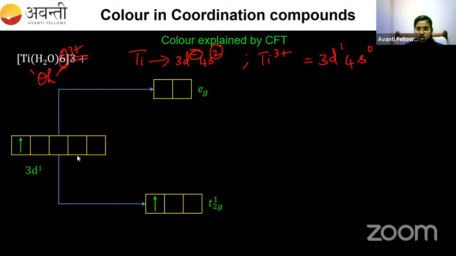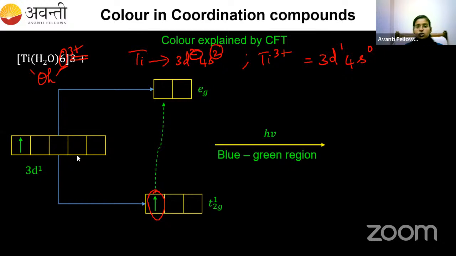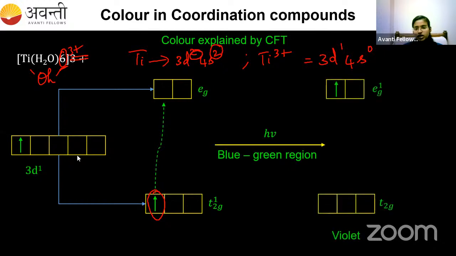Now this 1 electron in t2g will absorb some energy, h nu amount of light energy. In the blue-green region, it will absorb. And after absorbing the energy, the electron from t2g will jump to the eg orbital, and the configuration will become like this.